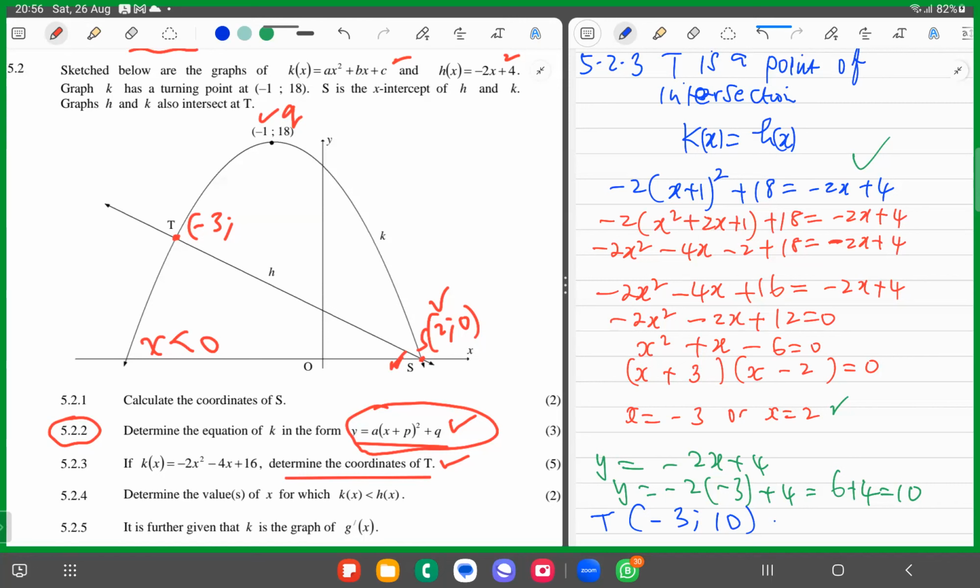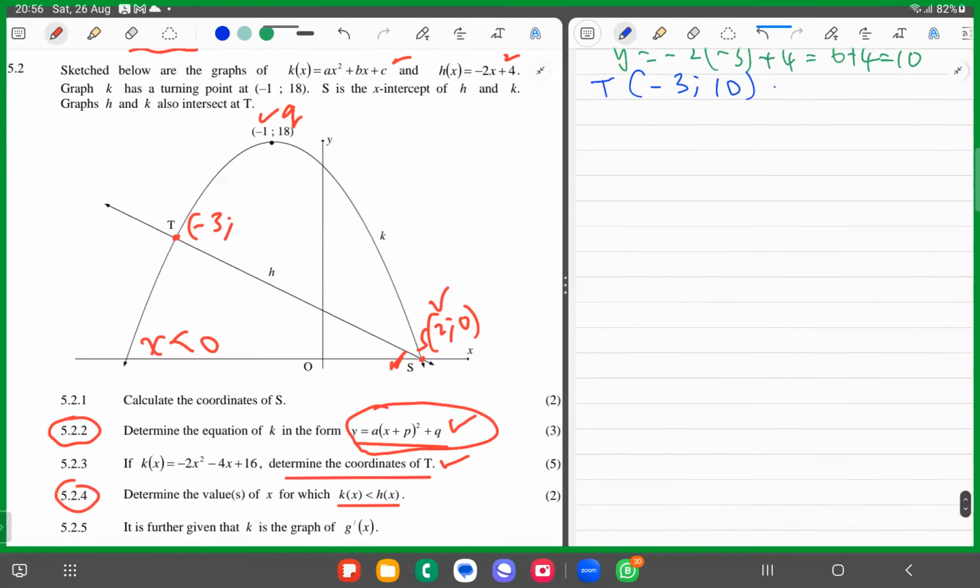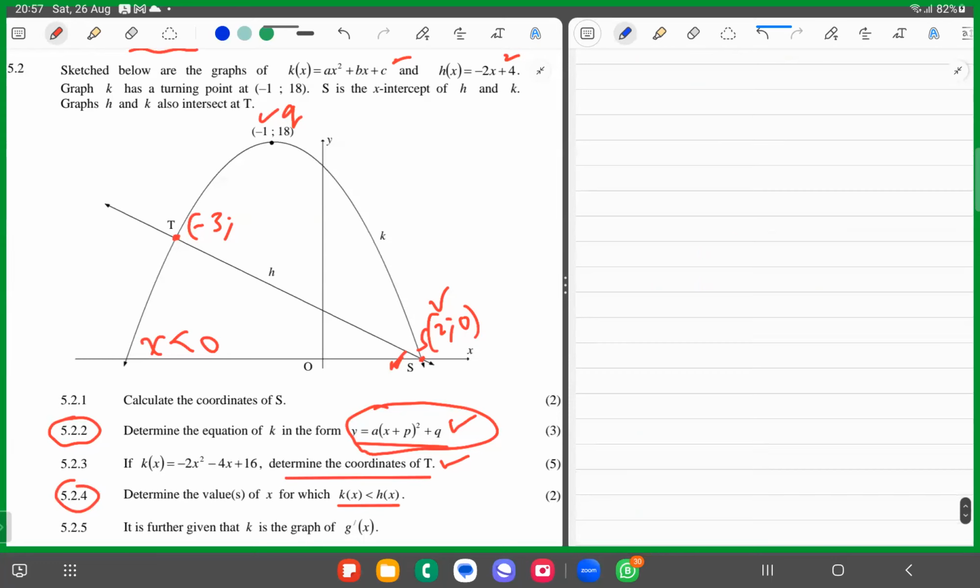Now the next question is 5.2.4. We need to determine the values of x for which k is strictly less than h of x. It means k is below the function h. Let's see that one. In 5.2.4, we need the value of x for which k is less.